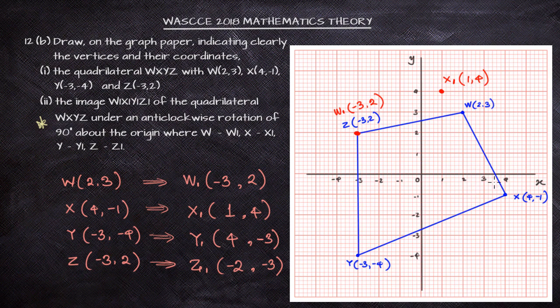Then Y1 is 4, minus 3. So this is Y1, 4, minus 3. And then Z1 is minus 2, minus 3. Z1 is minus 2, minus 3. We can also join all these points together to show the image of the quadrilateral under the anticlockwise rotation of 90 degrees. And this is what we are going to get.